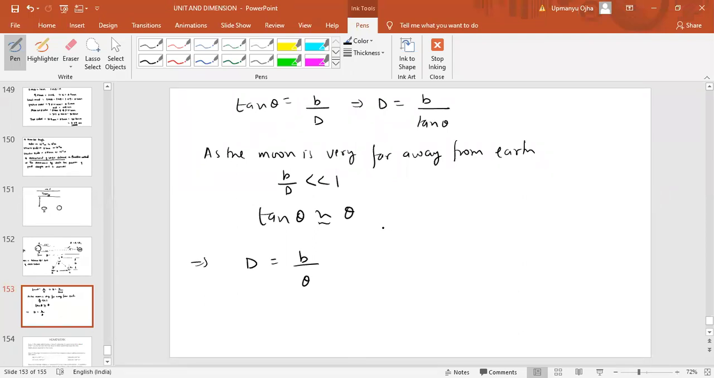Here we are using the small angle approximation. Correct? So this is known as the parallax method. Now how is it useful for us? It is helpful to find the distance to distant stars, using two distinct points on the earth.